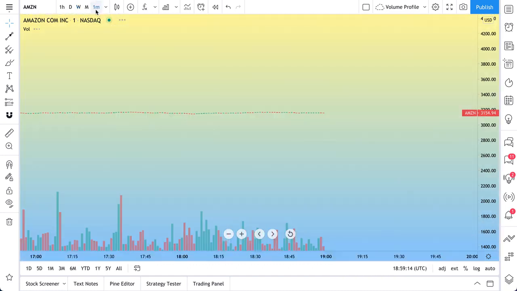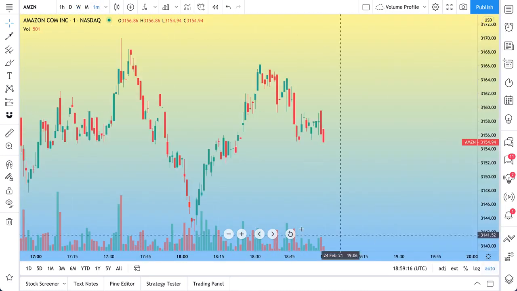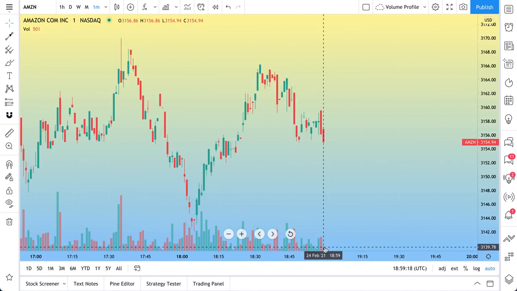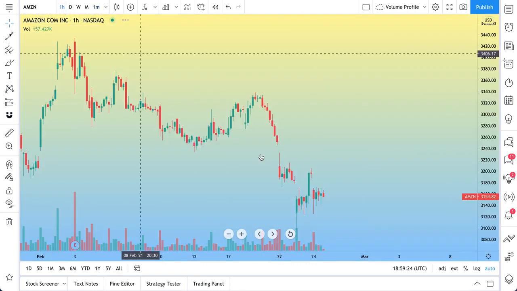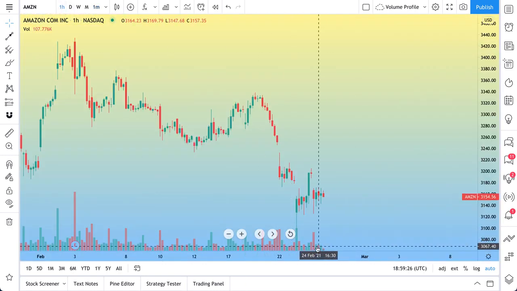If we go to 1 minute, well, guess what? You guessed it. This is 1 minute of trading volume. So this is just minute by minute by minute by minute. And that is really important. If we go to 1 hour, well, here's 1 hour of trading volume.